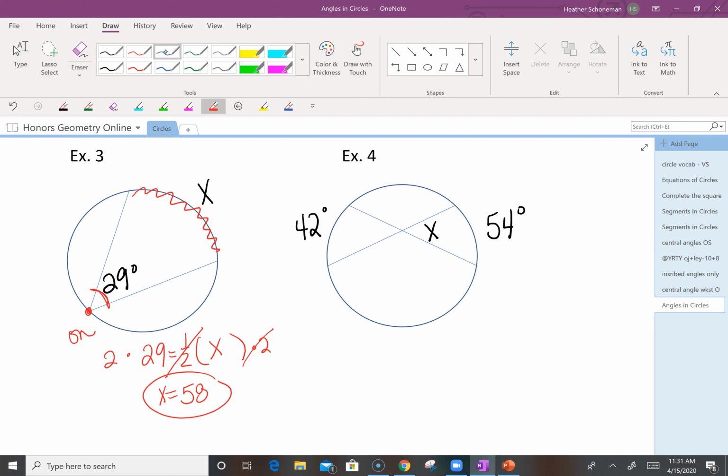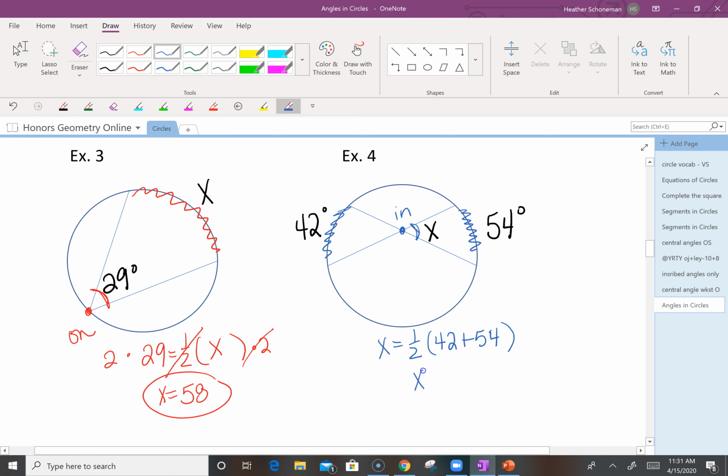Number 4, okay, keep thinking, where's the vertex? Well, this time, since it's not on the center, we know that it's somewhere inside the circle. So when it's inside the circle, the angle, which is x, is going to equal 1/2. Now this is formula 3 of your formulas. I've got 2 intercepted arcs, and when it's inside, it's going to be 1/2 of the sum. So it's going to be 1/2 of 42 plus 54. Well, 42 plus 54 is 96, so it's going to be half of 96. Basically, we're just averaging them. And so x equals 48.